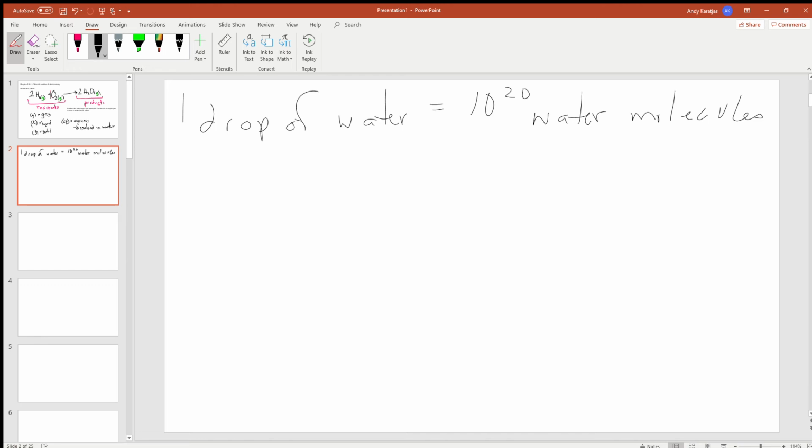Or let's think about it in another way. Let's look at copper. Let's say we have one copper atom. The average mass of a copper atom is 63.546 AMUs. But the problem is AMUs are very, very small. So how many grams is this equivalent to? See if you can calculate the number of grams that are the mass of one typical copper atom.